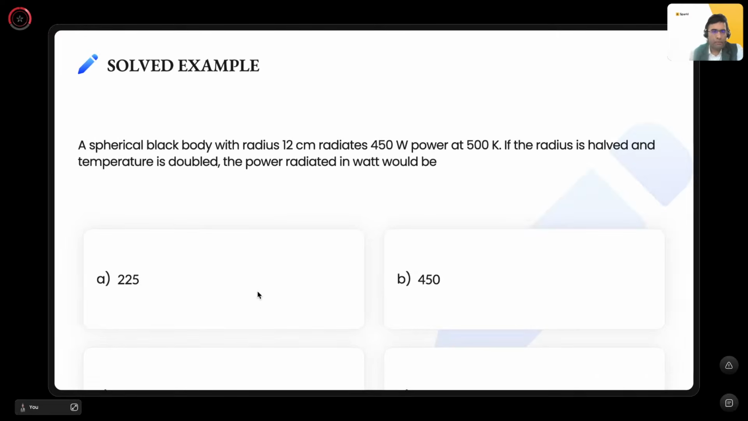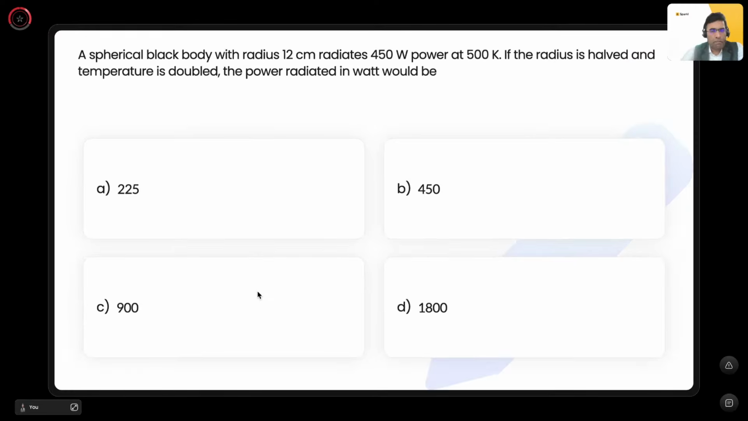Next question. A spherical black body with radius 12 centimeter radiates 450 watt power at 500 Kelvin. If the radius is halved and temperature is doubled, the power radiated is. So we know that power radiated will be equal to sigma A T to the power 4, as it is a black body.